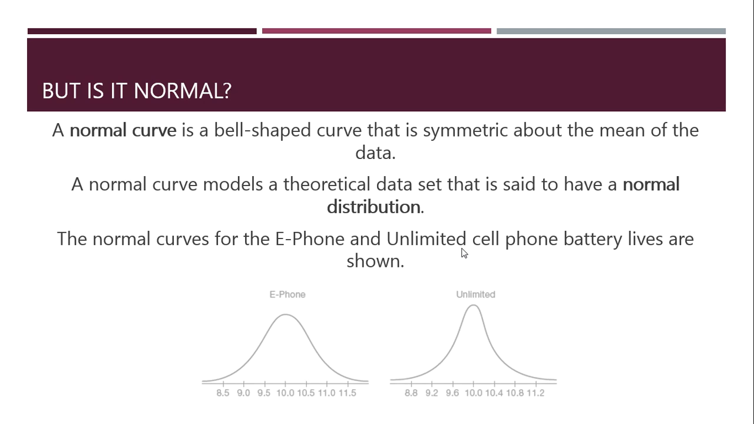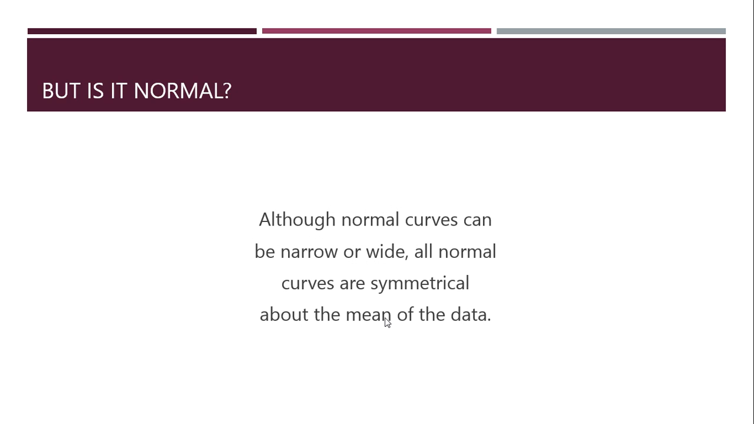And of course, we saw the means for ePhone and Unlimited. If we were to do rough little curves for that, they would look kind of like these guys here. Now, you might be able to notice here that ePhone is a little bit wider and a little shorter than Unlimited, which we noticed when we did our histograms, that Unlimited was a little tighter around the mean, a little narrower, and a little taller. And we'll come back to that idea in just a few moments.